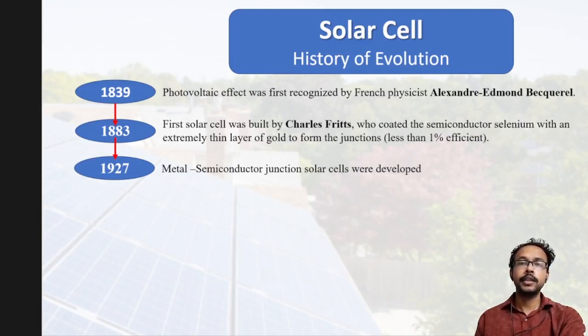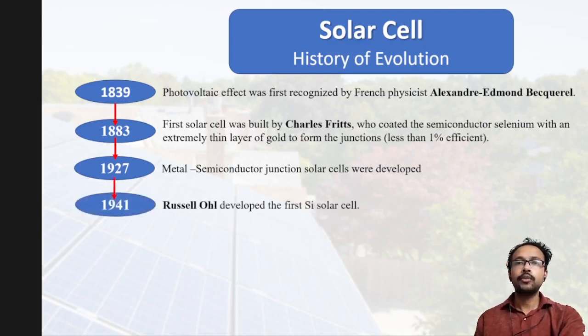By the 1930s, both the selenium cell and the copper oxide cell were being employed in light-sensitive devices, such as photometers for use in photography. These early solar cells, however, still had energy conversion efficiencies of less than 1%. Russell Ohl in 1941 developed the silicon solar cell, and it showed better efficiency than the earlier made selenium cell and the copper oxide cell.